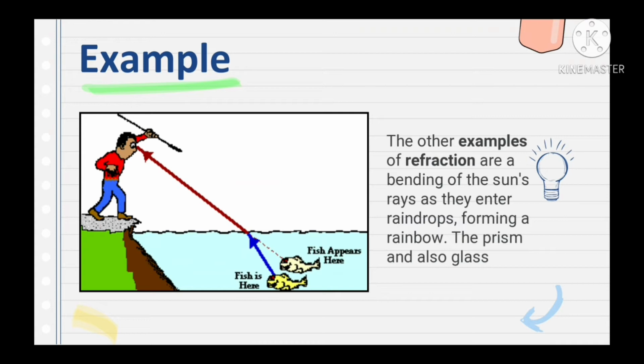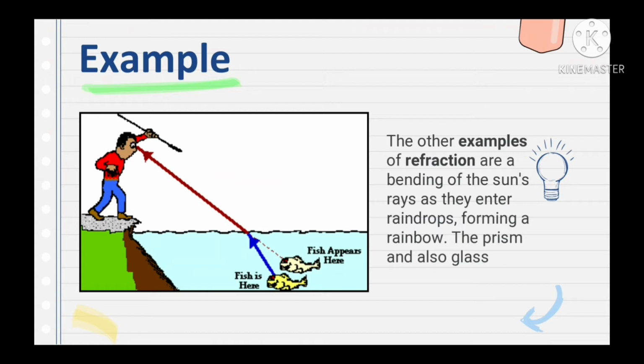This refraction occurs because of the difference in the refractive index between the air and water medium, where air has a lower medium density than water, so the refractive index of water is higher than air. The other examples of refraction are the bending of the sun's rays as they enter drops, forming a rainbow, and then also the prism.